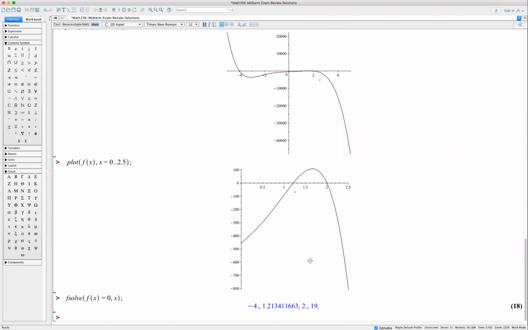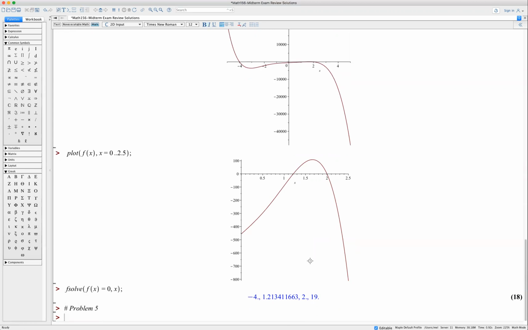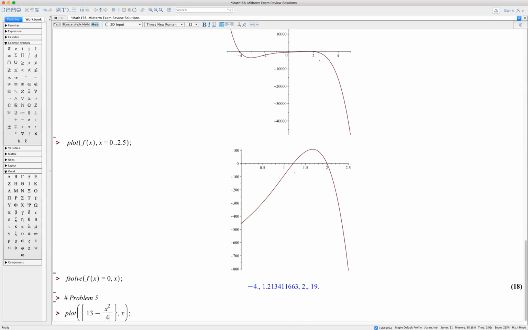Okay. Problem 5, we want to plot two curves on the same graph. So plot, and then what we're going to plot, we put in curly brackets. And what we're plotting are 13 minus x squared over 40 and x cubed over 11 minus 8 times x plus 17.